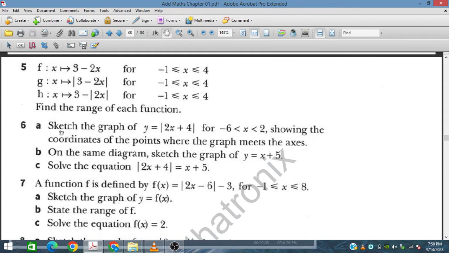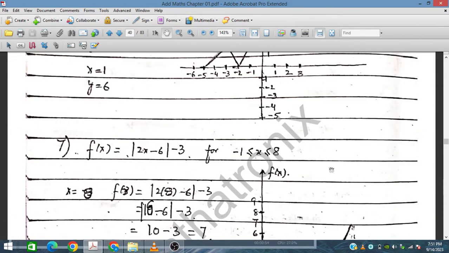We have to sketch the graph of y is equal to modulus of 2x plus 4 for the domain values minus 6 to plus 2, showing the coordinates of the point where the graph meets the x-axis. And on the same diagram, sketch the graph y is equal to x plus 5 and then solve modulus of 2x plus 4 is equal to x plus 5. So let's start this question number 6 here.